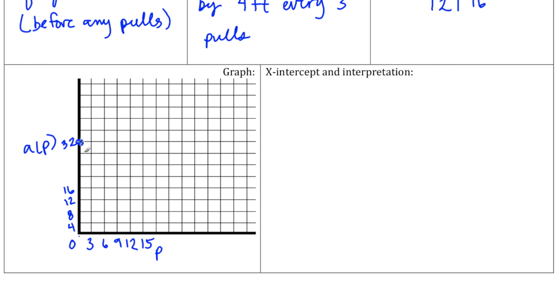I'm going to go down 4. Remember, we're at 4 every 3. 4 every 3, and we keep going. So that's 15, 18, 21, 24. Cool.